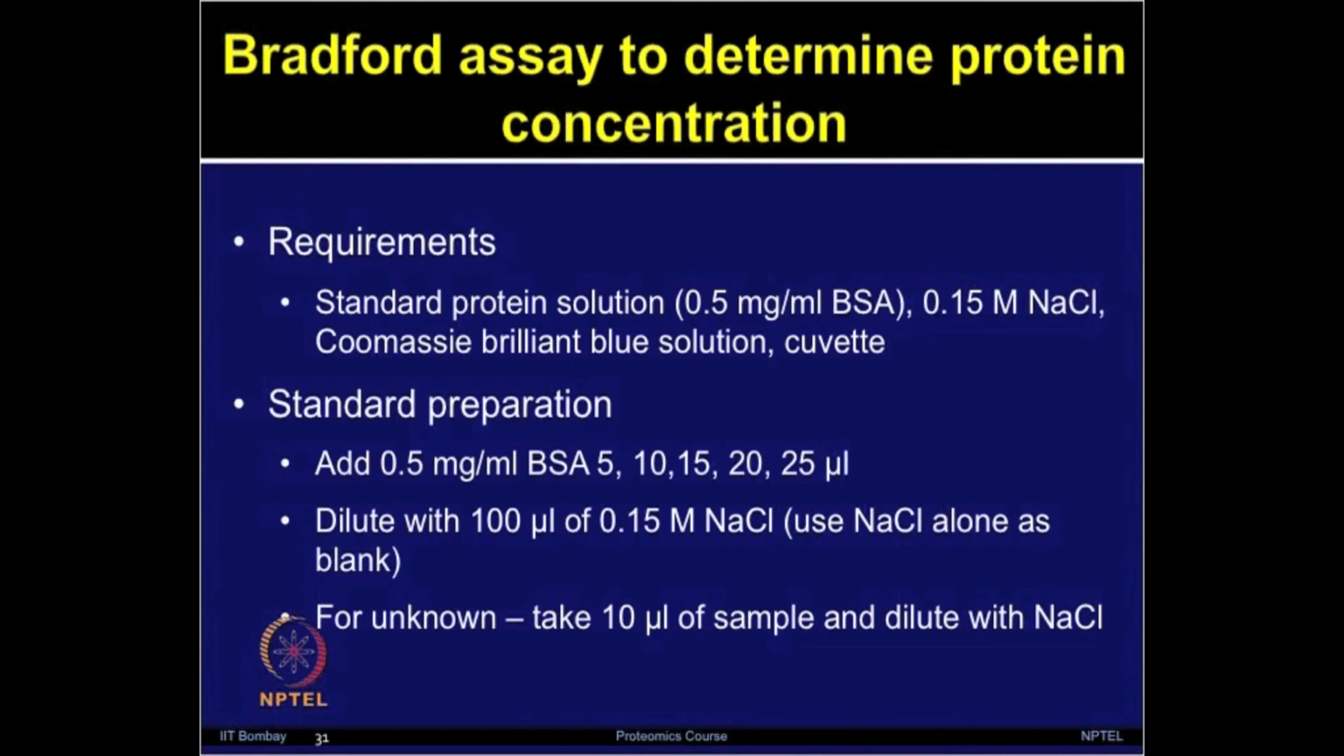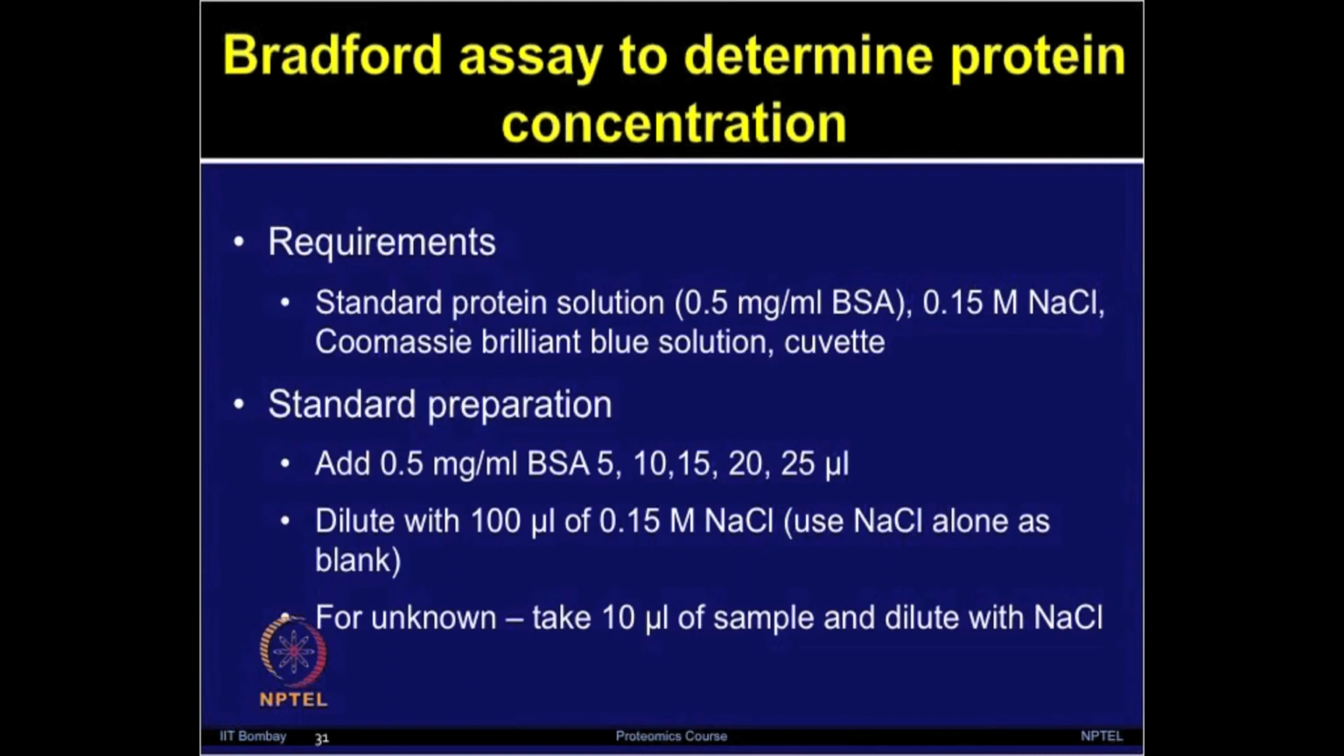Then dilute the sample with 0.15 molar sodium chloride and make the total volume 100 microliters. One sample where there is no protein can be used as the blank, which can be used to auto zero the value in the spectrophotometer, and then further you can measure your samples. For the unknown samples for which you want to determine the protein concentration, you can take 10 or 15 microliters of the sample and dilute with the sodium chloride. Then the same treatment can be performed for this whole experiment.